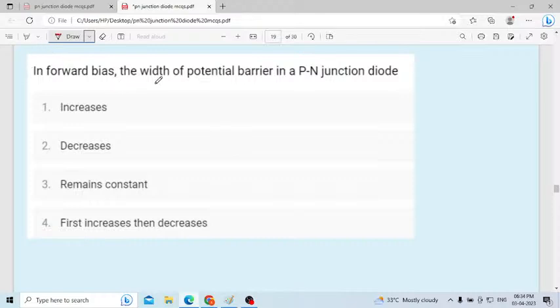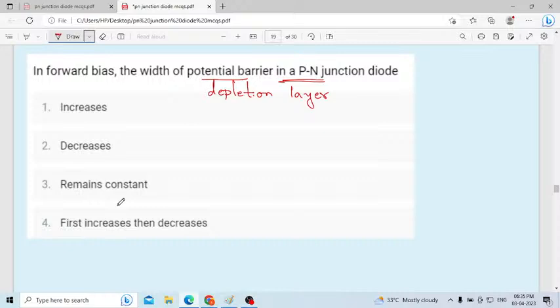In forward bias, the width of the potential barrier of the PN junction, otherwise called the depletion region, don't get confused. Potential barrier and depletion layer, all these words are the same. Will it increase, decrease, remain constant, or first increase then decrease? At least this one you can answer. Tell me the correct answer.